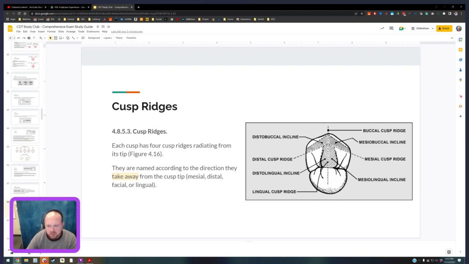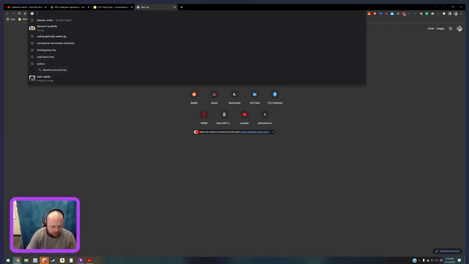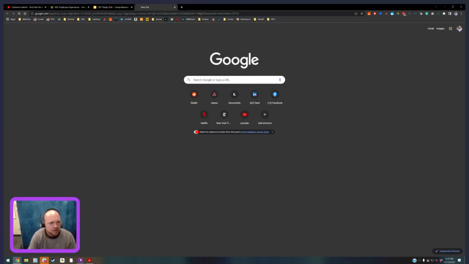Each cusp has 4 cusp ridges radiating from its tip. So this is a way to show movement. Let's see, is that the best way to explain it? This is a way to discuss position on the tooth, especially in occlusion, correct? Ridges, cusp ridges. Is this an anatomical feature? I'm going to look deeper into this. Let's try to get an answer as best we can.